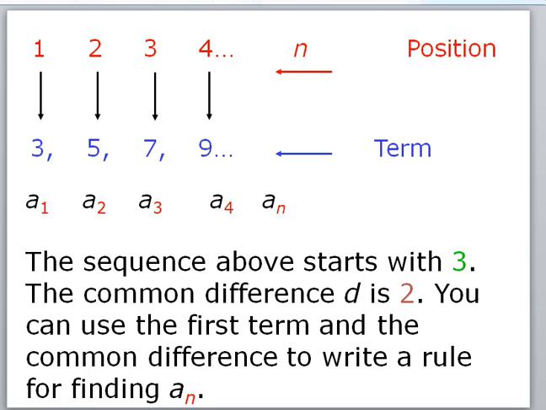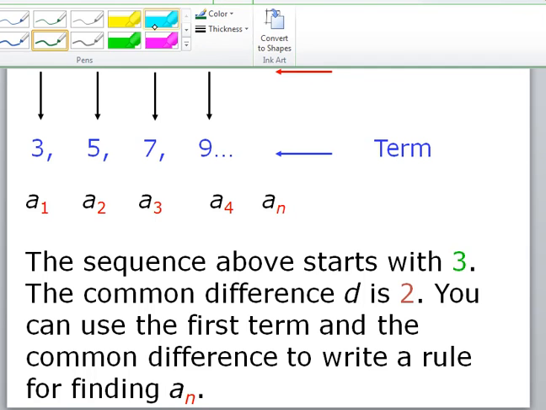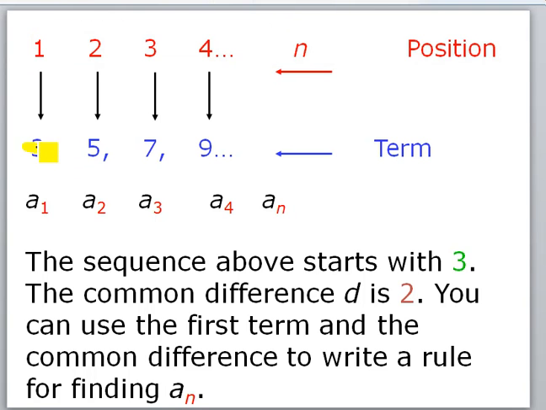Okay, on this slide, what I want to point out to you is that I actually have a sequence here. And my sequence has terms. This is the first term, this is the second term, this is the third term, this is the fourth term. My pattern is that it's going up by 2 every time.